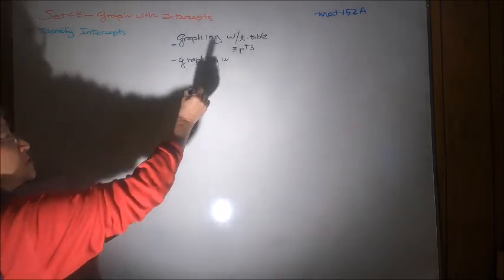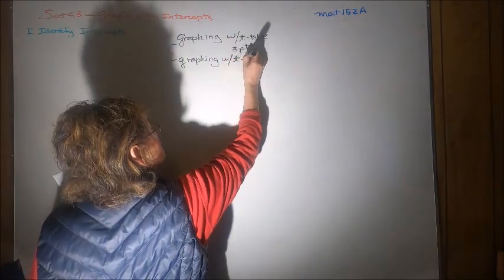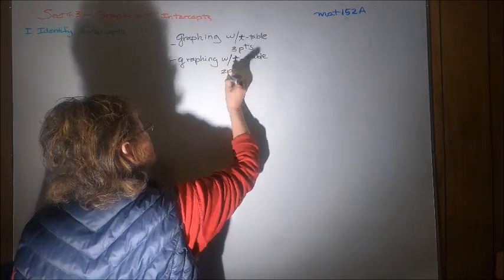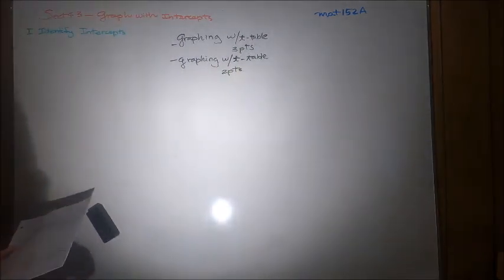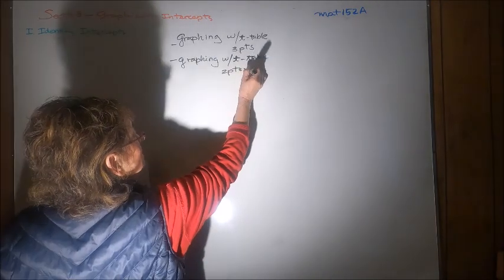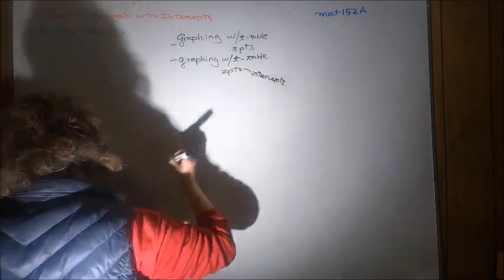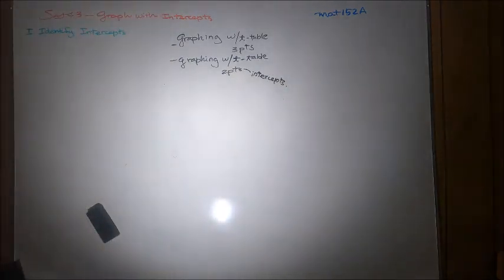We're still doing the t-table, but with these 2 points, okay? Not any 2 points. These 2 points are what? Intercepts, okay? Before we can graph it with the intercepts, we have to know what they are. What do we mean by intercepts? So we have to identify them first.